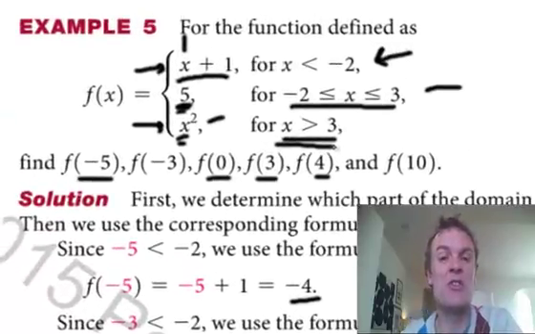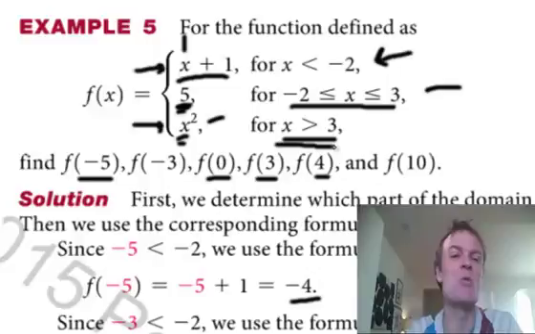That's piecewise functions, just putting numbers into the function itself. But you've got to choose which one you're going to actually put the number into: x plus 1, 5, or x squared. Okay?